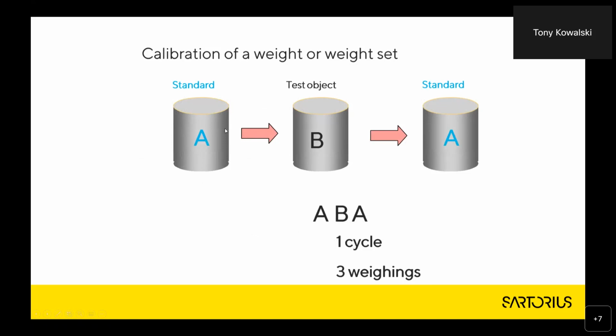So we don't want, for example, having taken off the reference, to place the test weight within 10 seconds, take it off, and then wait 30 seconds before putting the standard, because then any drift that might happen here is going to be bigger than the drift here. So this is one cycle with 3 actual measurements, 3 weighings.